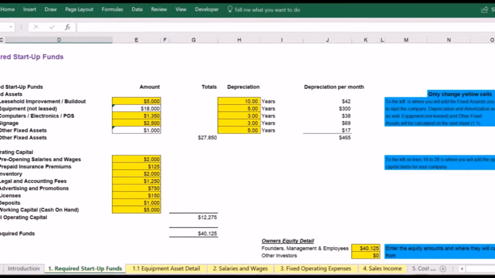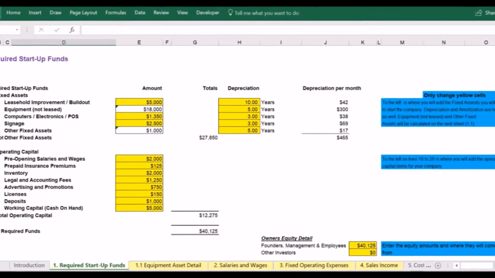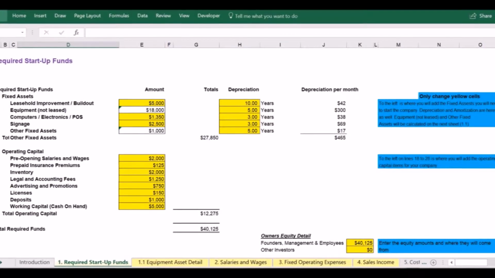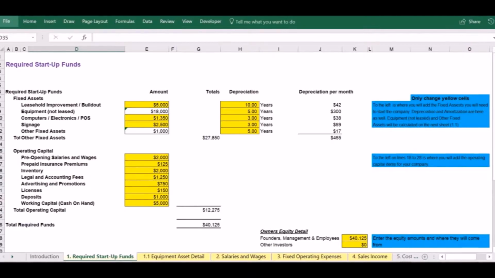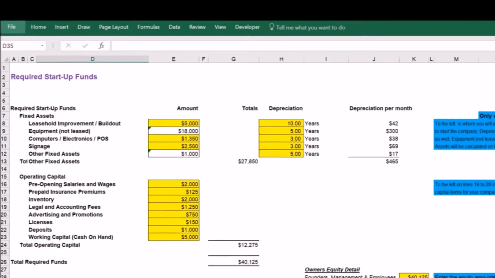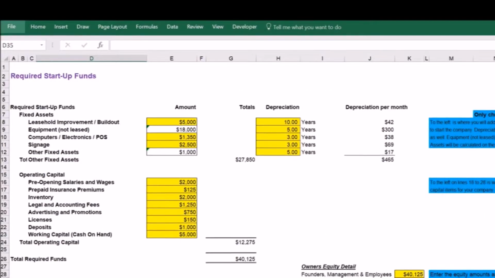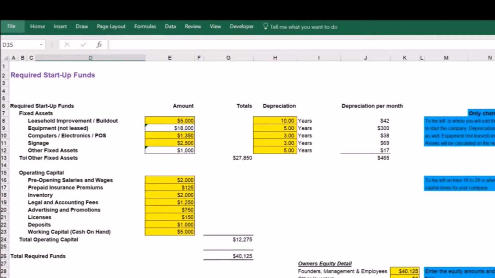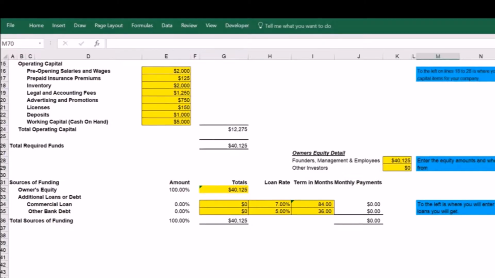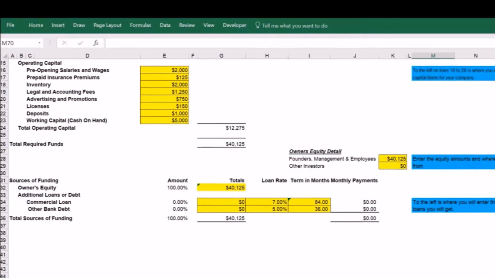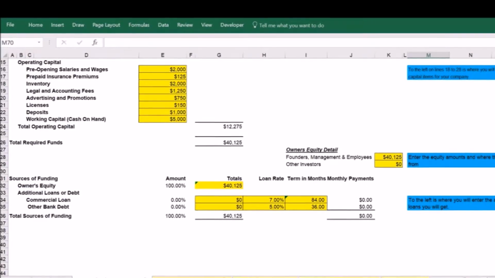Fixed assets are covered, and then operating capital. There are yellow highlights in K28 and K29, those are the cells where you will enter the amount that you will be investing in the company. If you will be getting a loan, enter that into the yellow cells G34 and G35.